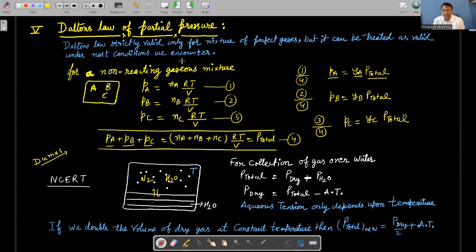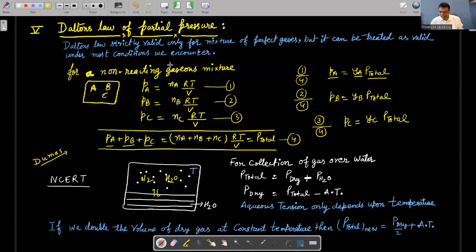Why I'm saying this again: when we study liquid solutions and say that A and B are two liquids that on mixing form an ideal solution, then we say that the total vapor pressure of the solution is equal to the vapor pressure of liquid A plus the vapor pressure of liquid B. Again, they are liquid and gas both, so they are not ideal gas, but we are using Dalton's law, that total pressure is equal to the sum of partial pressures of the gaseous substances.